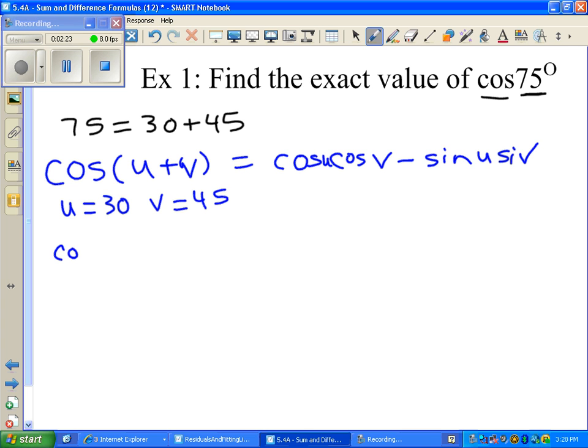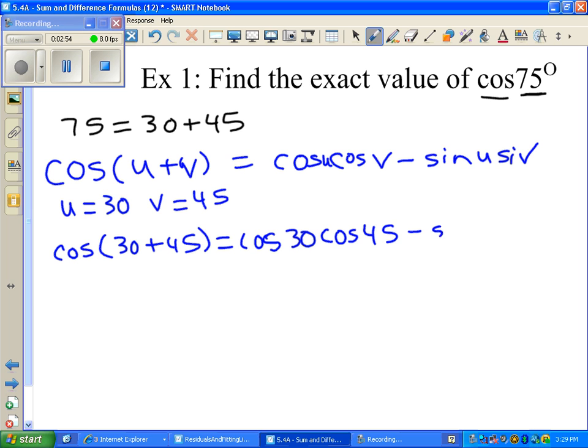Substituting these values into my sum formula, I get that the cosine of 30 plus 45 is equal to cosine of u, cosine of 30, times cosine of v, cosine of 45, minus sine of 30. Oops, I forgot my n there. Sine of 45.